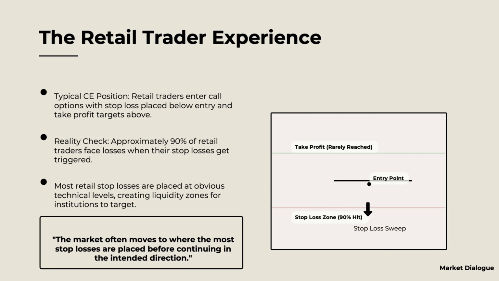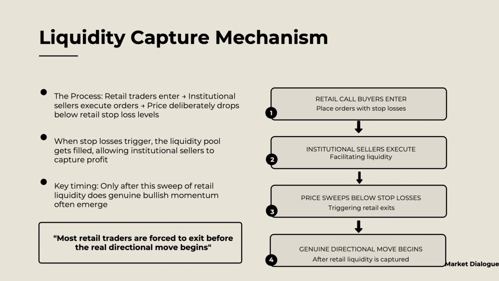That's the uncomfortable truth. Let me break down exactly how this liquidity capture mechanism works step by step. Step 1. Retail call buyers enter the market. They place their orders with stop losses at what they think are safe levels. Step 2. Institutional sellers execute those orders. They're facilitating the trade, taking the opposite side. Step 3. Here's where it gets interesting. Price deliberately drops below retail stop loss levels. This isn't random, it's strategic.